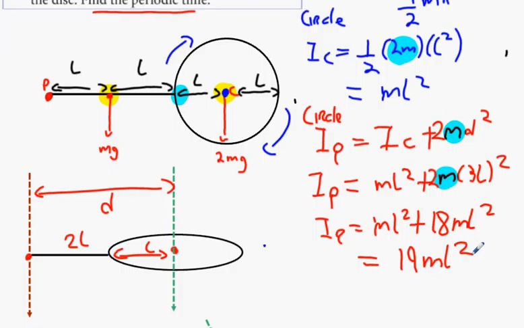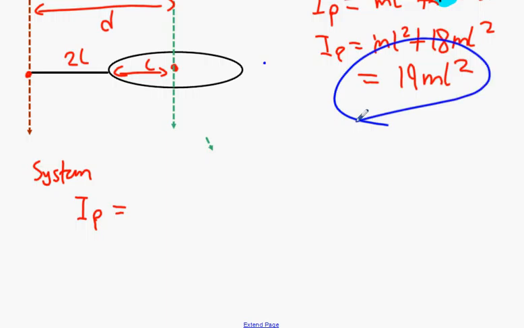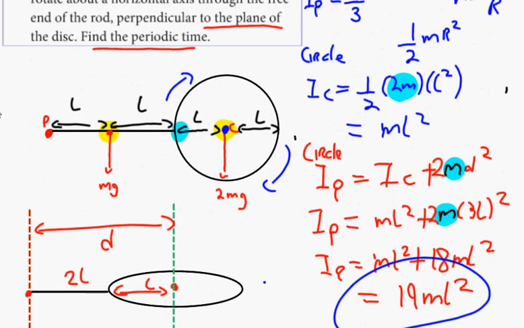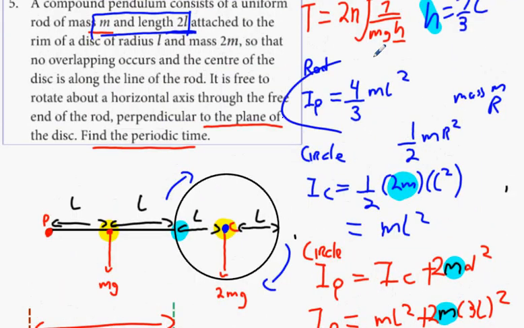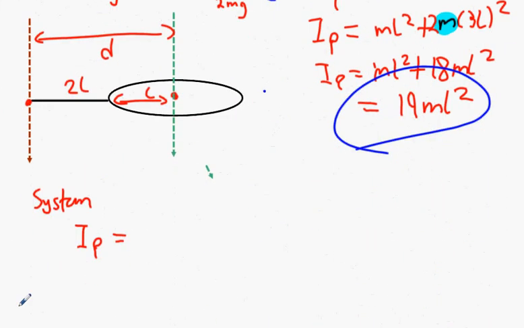Okay, what's my I total then, or I system? The system's inertia about P is two numbers added together. It's this number of the circle on its own plus this number. Add them together: 4 over 3 ml squared plus 19 ml squared, and what you should get is 61 over 3 ml squared.